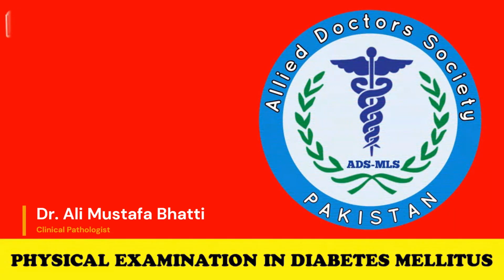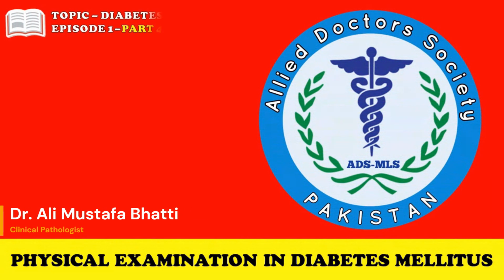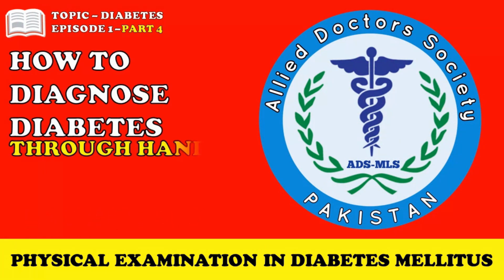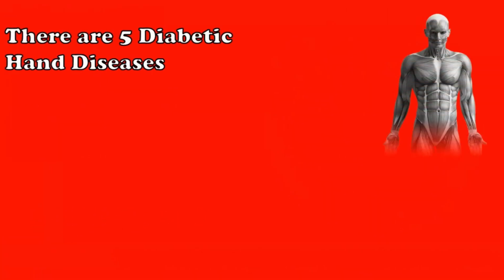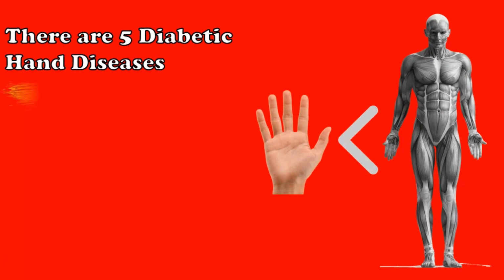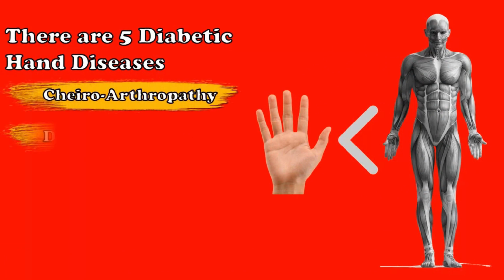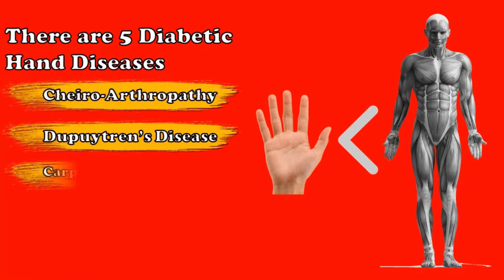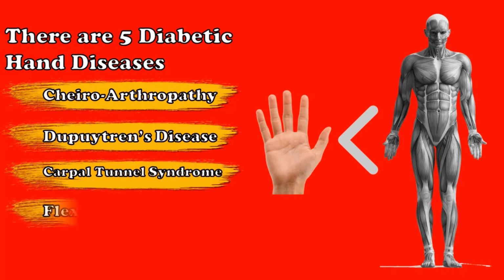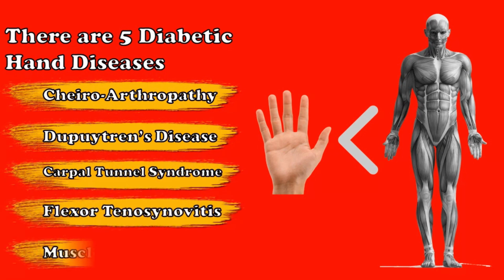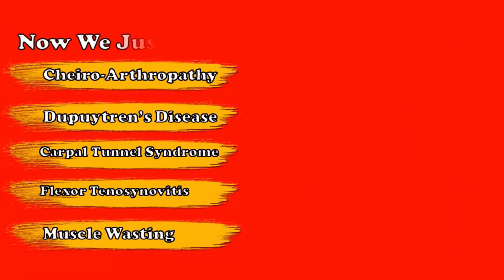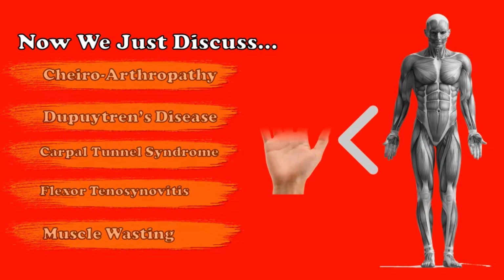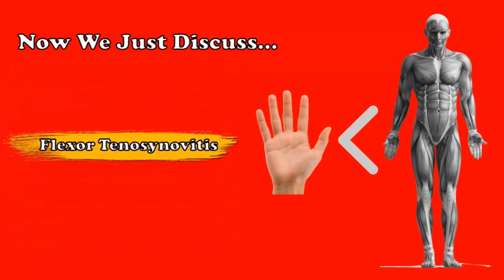Do you feel pain when moving your fingers? You are watching the fourth part of the first episode of diabetic hand diseases. There are 5 types of hand diseases caused by diabetes. We have mentioned chiroarthropathy, Dupuytren's contracture, and carpal tunnel syndrome in the first 3 parts. In this section, we will only mention Flexor Tenosynovitis, which is also called trigger finger.